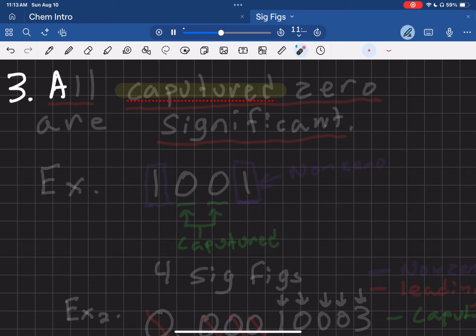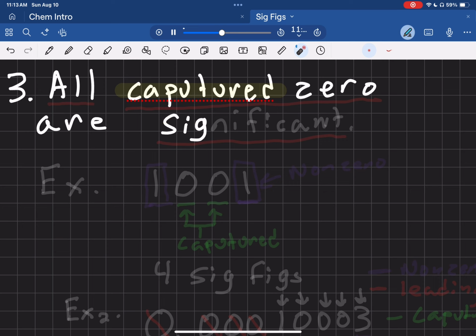All captured zeros are significant. Okay. What I'm saying here is that, just like the word implies, this is one of those absolute rules where I'm saying all of them, and I'm saying all of them are significant. Okay. Now, what's new about this is you maybe not know what this is right here.